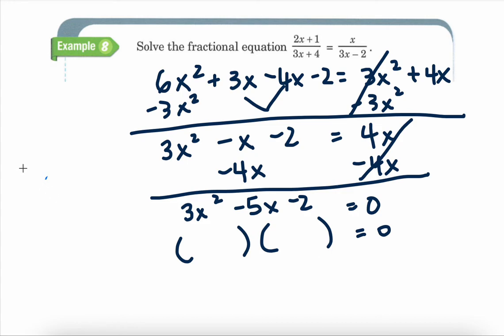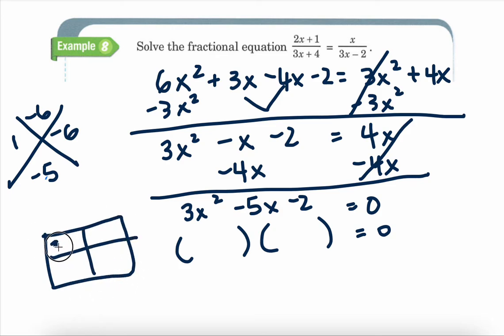So I'm looking for two numbers that can multiply to get to negative 6, my a times c, 3 times negative 2, and add to negative 5. Let's see, 3 and 2 could work to multiply to get to negative 6 and add to negative 5. They would both have to be, no, maybe it's 6 and 1. Because one would have to be negative, one would have to be positive. So 6 and 1, yep, there we go. Negative 6 times positive 1 is negative 6. Negative 6 plus 1 is negative 5. Okay.